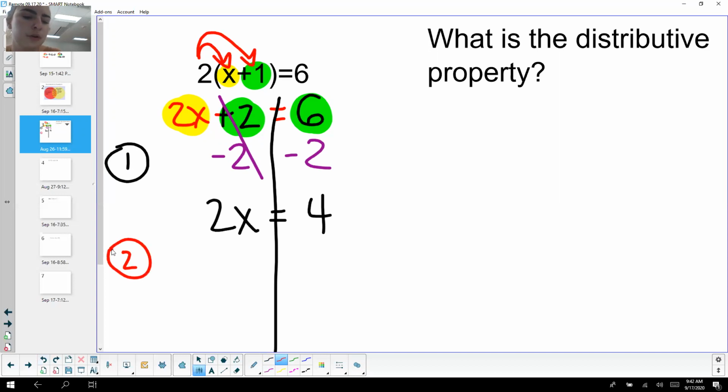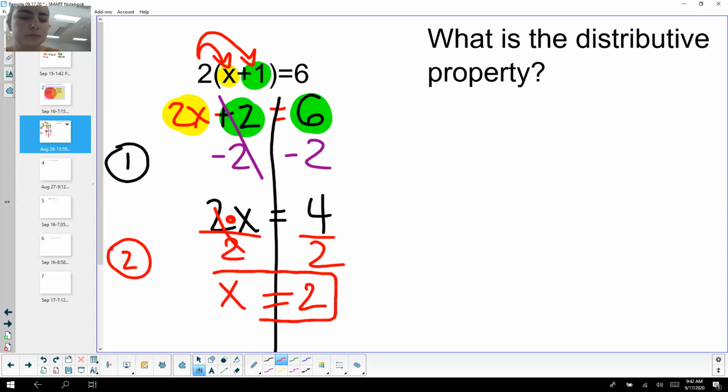Now it's just a one-step equation. Step 2: when I've got a number right next to a variable like this, they're being multiplied. So 2x means 2 times x. To get x by itself, I can divide both sides by 2. So x is going to equal 4 divided by 2, which is 2. And that's basically how we solve problems like that.